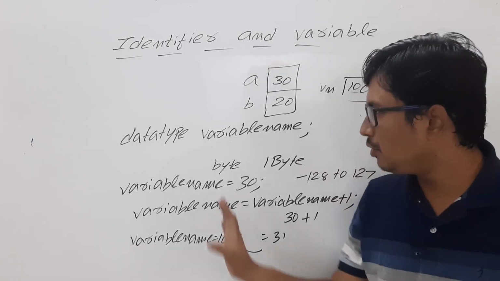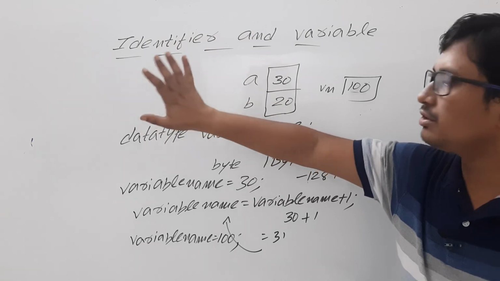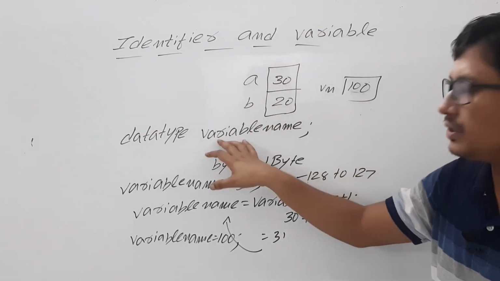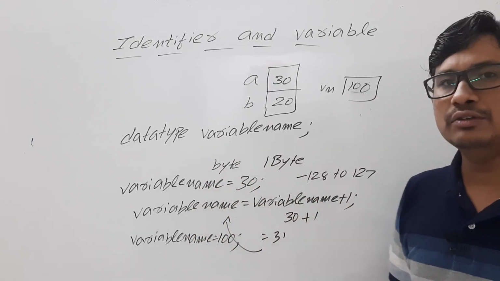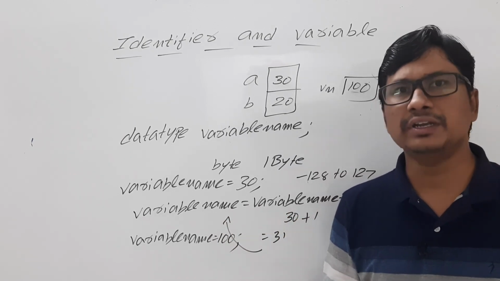Is it clear? I hope you have understood what is an identifier, what are the rules you need to follow for the identifier, then what is a variable, how you can declare a variable, how you can initialize the value for a variable, and how you can do some operations on the variable. I hope it is clear for you.